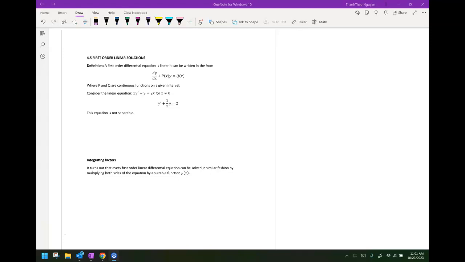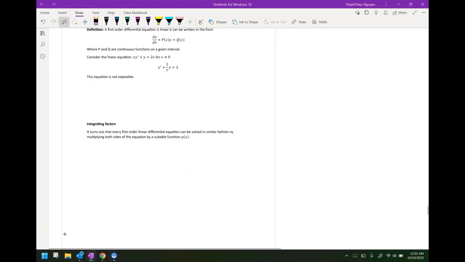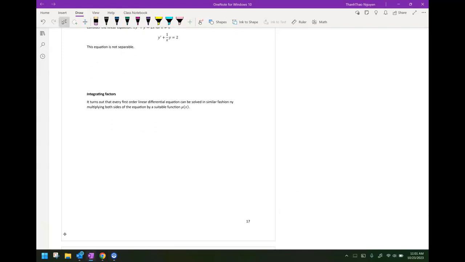So this equation is not separable. And if it is not separable, how do we solve this kind of differential equation? We can do that by using an integrating factor. And so what is the integrating factor?